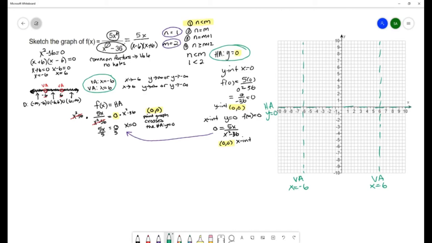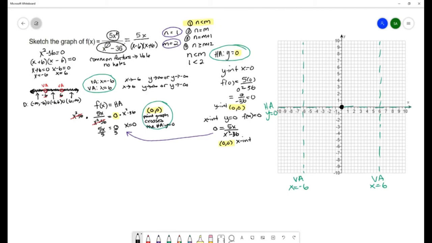We also have found this ordered pair, (0, 0), which is a special point. It is the point where the graph crosses the horizontal asymptote, and it is also the x-intercept and the y-intercept.